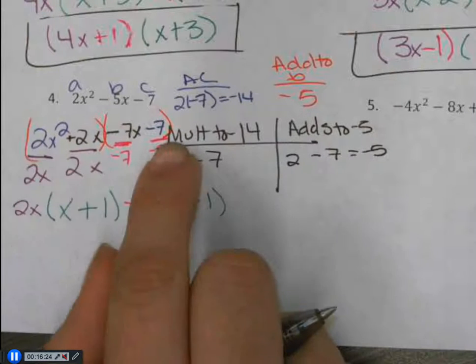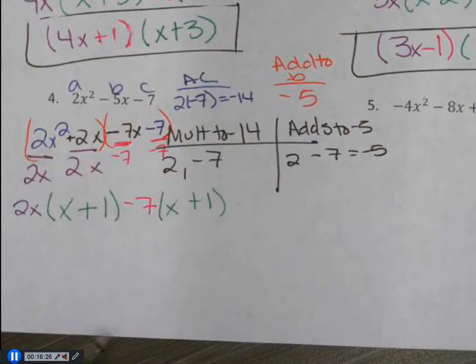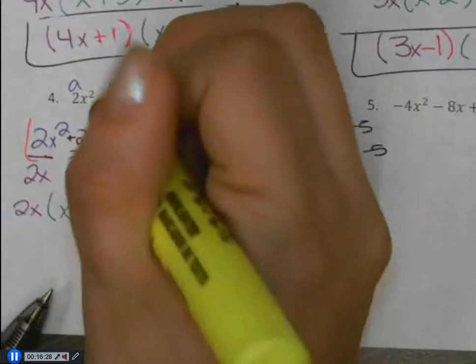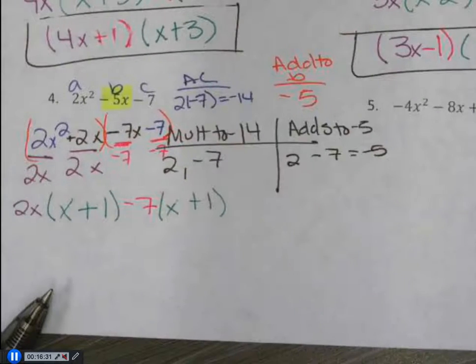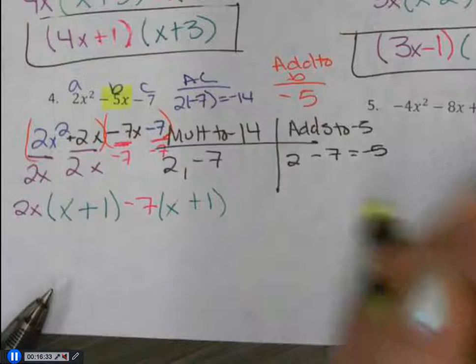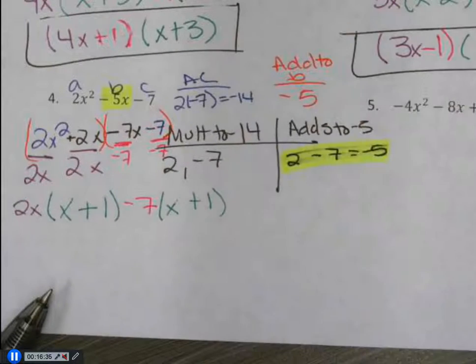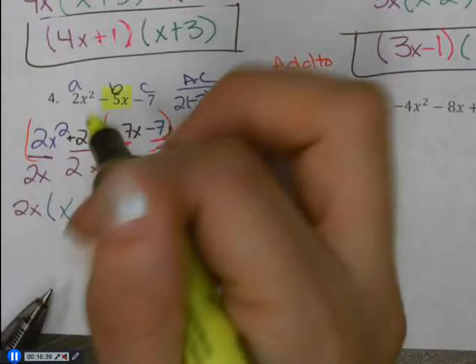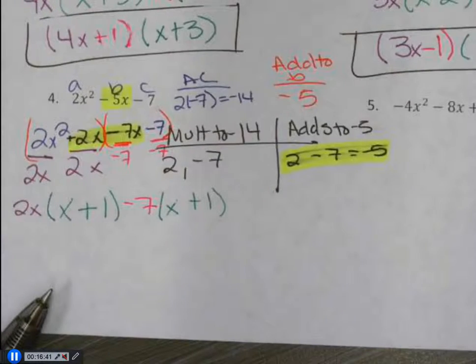So the blue and black. So what I did was I had this negative 5 in the middle originally, right? And I know positive 2 and negative 7 equals negative 5. So what I did is I replaced the negative 5 with positive 2 and negative 7. Because it equals the same thing, so I can split it up like that.